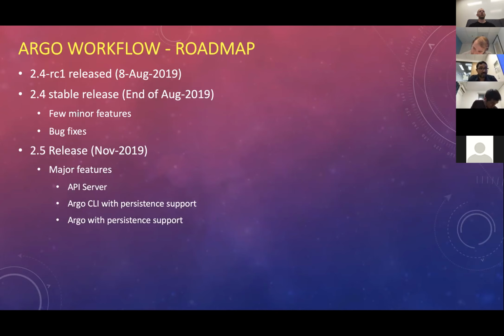Then the next release will be a major release, which consists of API server and CLI support with persistence, and the Argo UI. Sorry, the UI is missing. So the UI will also support persistence, which we are planning for November 2019. This API server, as additional information, will enable us to develop SDKs for all the languages. The API server is being developed with gRPC, so we can develop SDKs for Java, .NET, and everything.